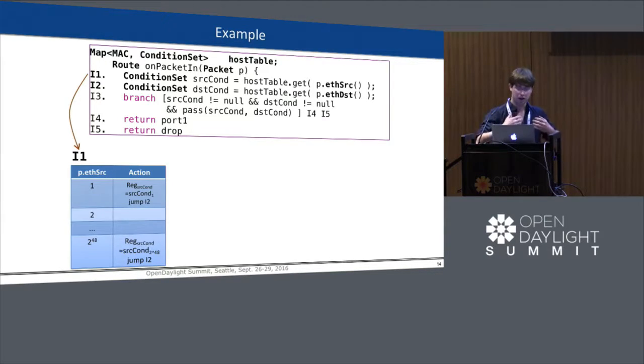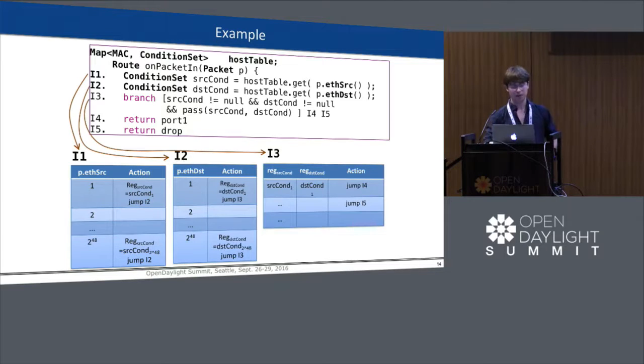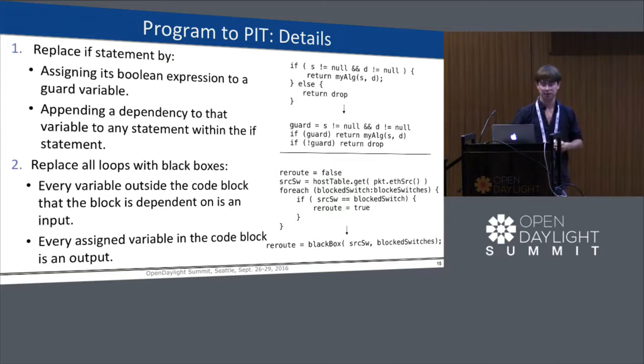Once we've turned our policy into a set of instructions, we can then actually lay out these instructions as tables. Table number 1 takes all possible Ethernet sources and turns them into source conditions. Table 2 takes all possible packet destinations and turns them into destination conditions. Table 3 takes every single permutation of these conditions and maps that to a jump to a different table, and so on and so forth. How do we do this?